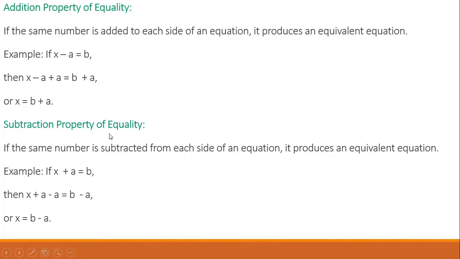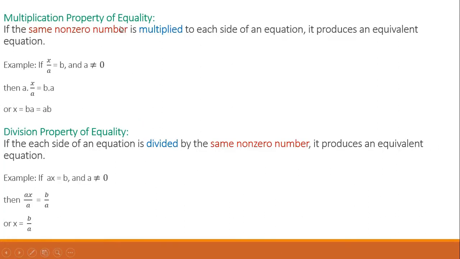Subtraction property of equality. If the same number is subtracted from each side of an equation, it produces an equivalent equation. Example, if x plus a equals b, then we can subtract a from both sides of this equation. So x plus a minus a equals b minus a. Subtract a here and a here. So a minus a equals 0. So we can write x equals b minus a.